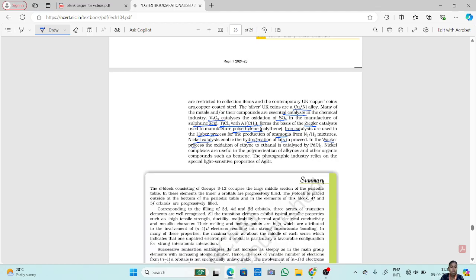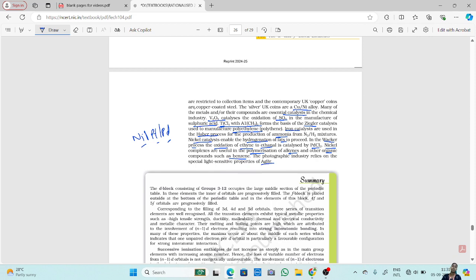Now, in the Wacker process, for the oxidation of ethene to ethanal, a catalyst of palladium dichloride is used. Again, nickel, platinum, and palladium are common catalysts. So you can see nickel catalyst. Almost most of the catalysts are nickel, platinum, or palladium. Now again, nickel complexes are useful in the polymerization of alkynes and organic compounds such as benzene. The photographic industry relies on the special light sensitivity of AgBr. AgBr is your silver bromide.